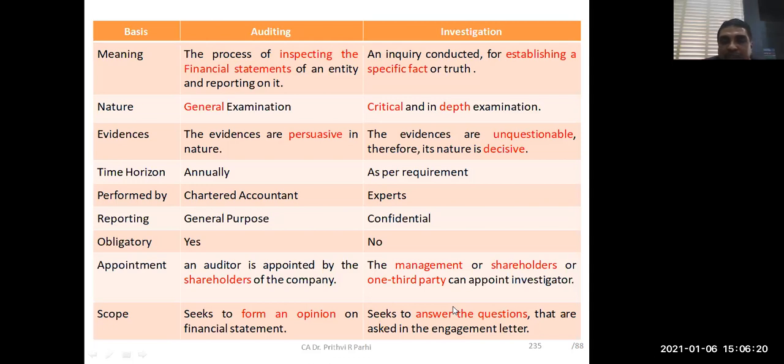The scope of audit is limited to forming an opinion, and in case of investigation, the scope is further limited. It seeks the answer to some specific question. A specific question means it is directed to find out certain facts. Did you understand the difference between auditing and investigation? Yes or no? Yes, sir. Okay.